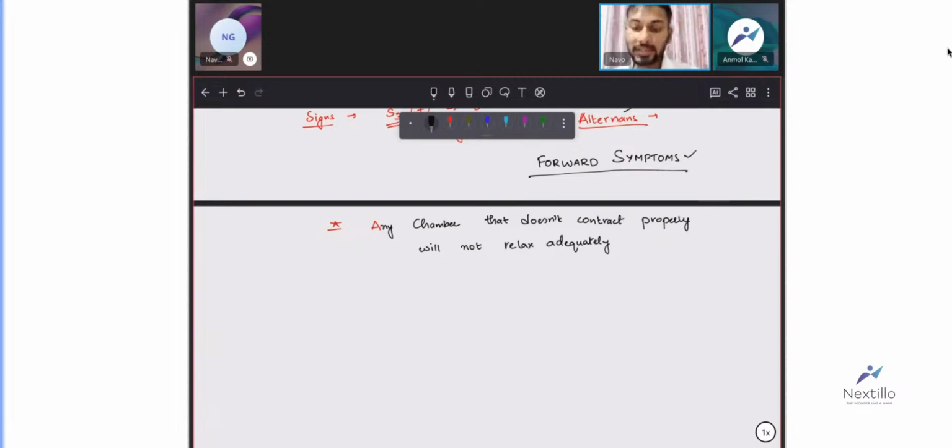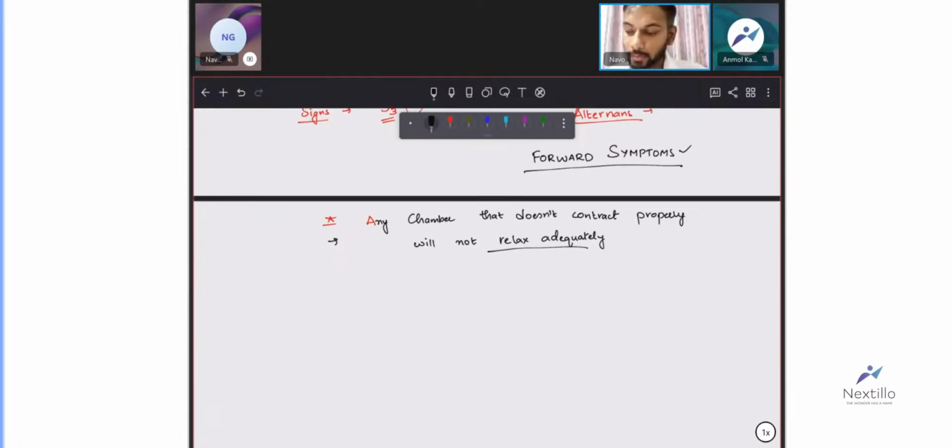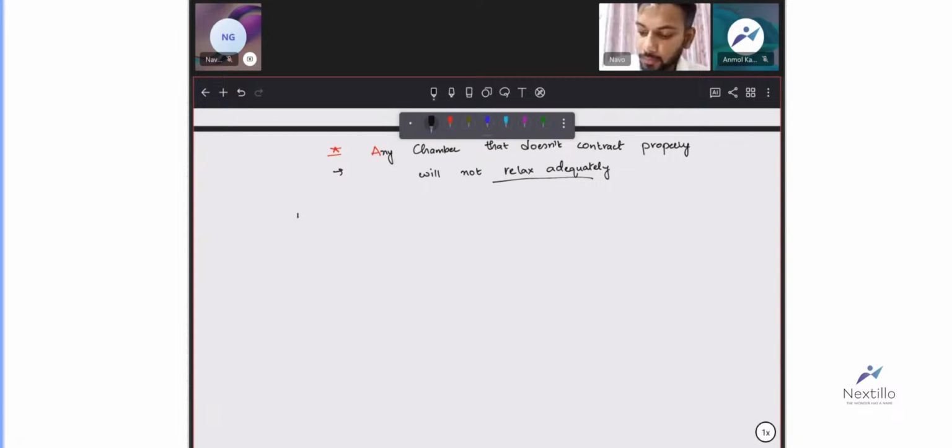So try to understand this. If a chamber is not contracting properly, it will also not relax adequately. So if there is a systolic failure, that means if it is not contracting properly, it is not able to relax properly also. So systolic failure is causing diastolic failure. So now there is diastolic failure of LV. What will happen when there is diastolic failure of LV? The blood is not filling into the left ventricle.